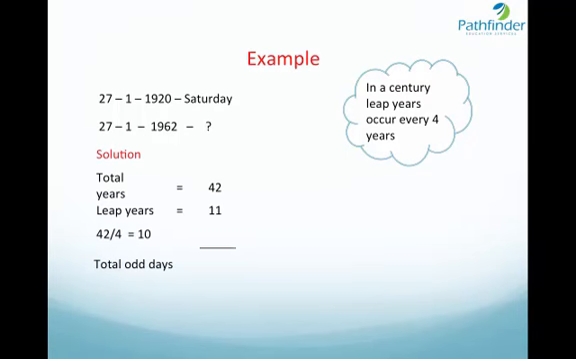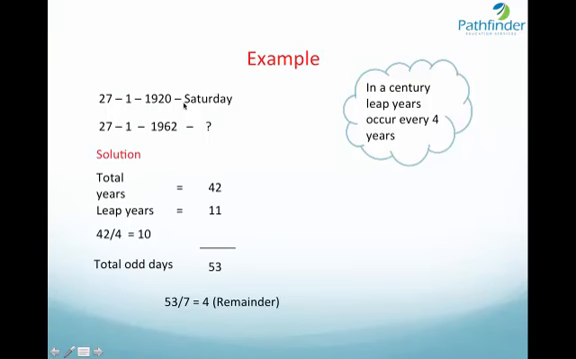Total odd days is equal to 53. How 53? Because 31 are normal years, and for each normal year we have one odd day, and 22 for the leap years because there are 11 leap years. So 31 plus 22 gives me 53. So the total number of odd days are 53. So 53 divided by 7, we get 4 as the remainder.